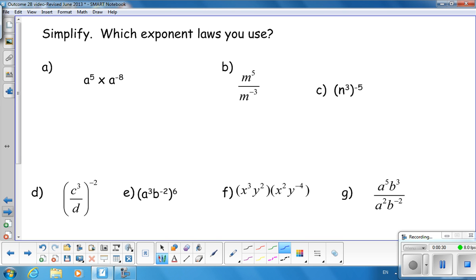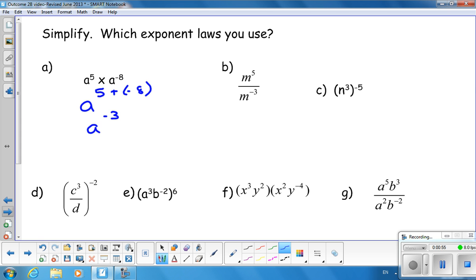Simplify. Which exponent laws did you use? So let's look at the first one. We have a to the power of 5 times a to the power of negative 8. We're multiplying bases, so we're going to use our multiplication law. And our multiplication law says that we need to add our exponents. So we're going to have a to the power of 5 plus negative 8. 5 plus negative 8 is negative 3.